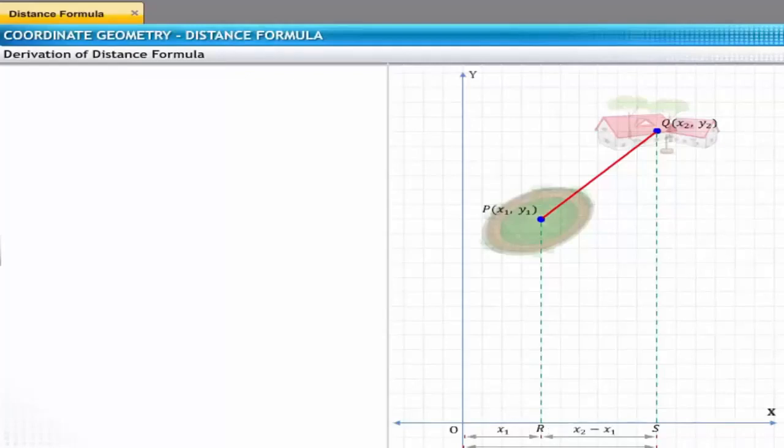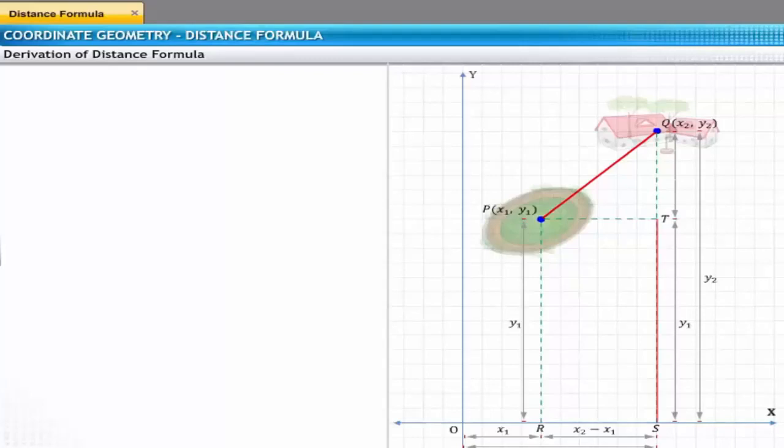Next, we draw a perpendicular line from point P to line QS intersecting at point T. If you notice, the distance from point P to R is y1, because the y-coordinate of P is y1, which is equal to ST. Similarly, distance from Q to S is y2. Therefore, distance TQ equals SQ minus ST equals y2 minus y1. Distance RS is equal to distance PT, which is equal to x2 minus x1.